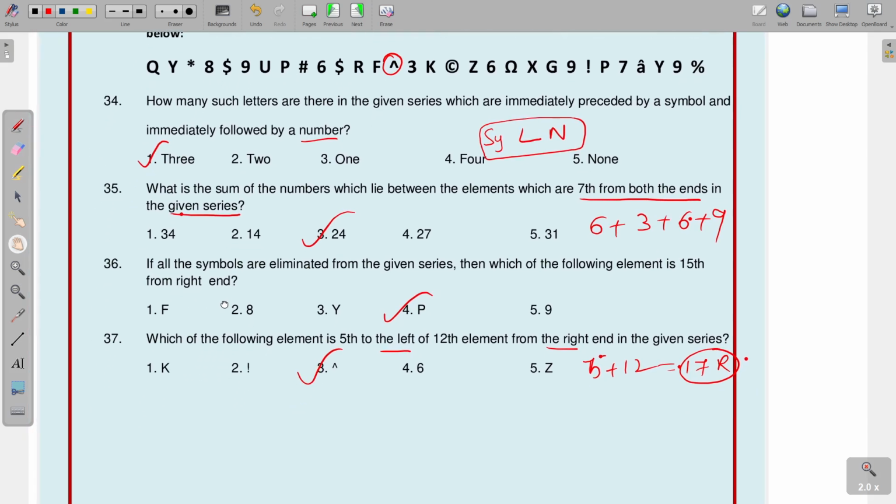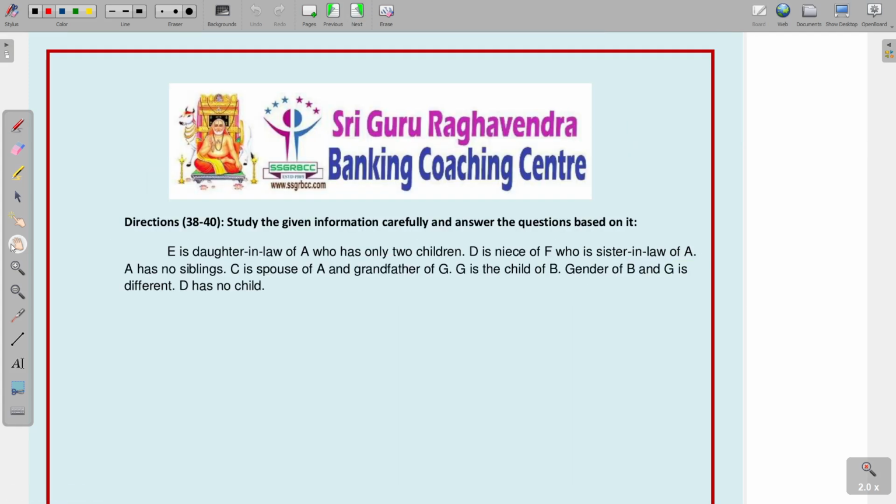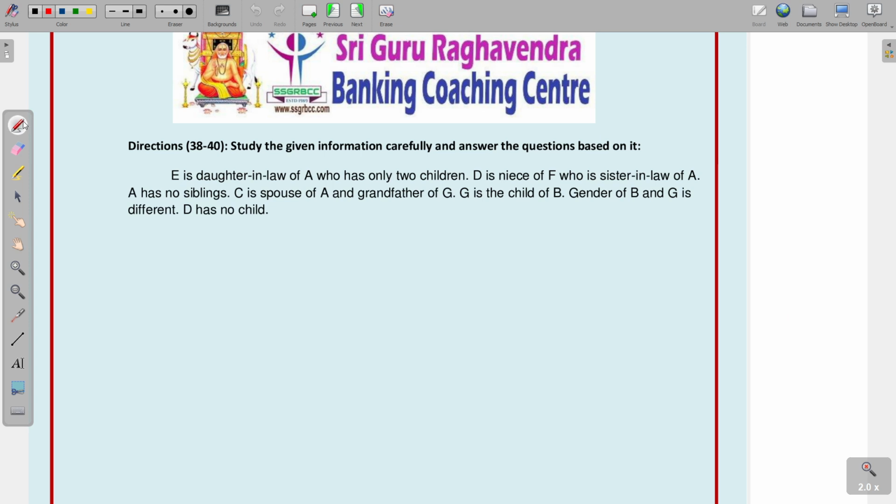And next, 38 to 40, we have a blood relation here. So see the first one. E is the daughter-in-law of A, who has only 2 children. So A has only 2 children. And E is the daughter-in-law of A. So it means A has a son, and this person is married to E.